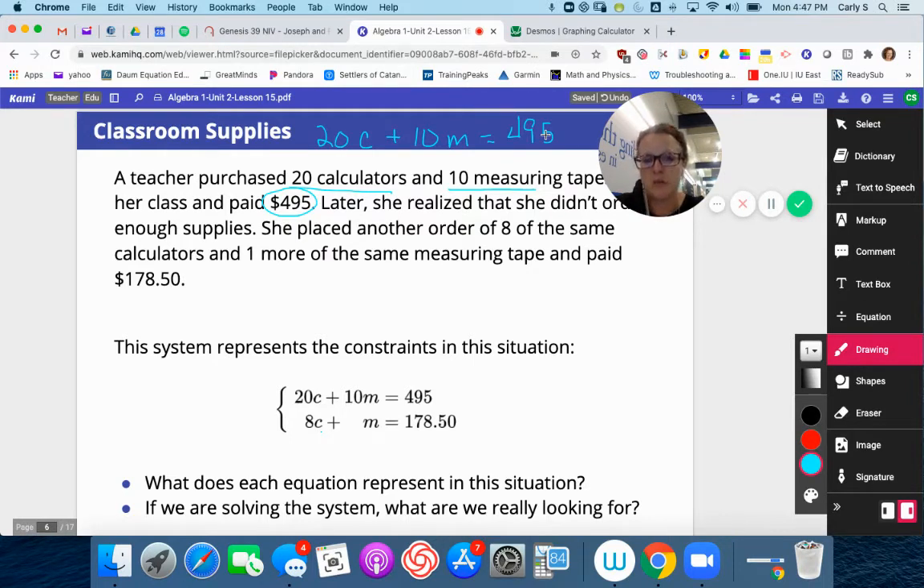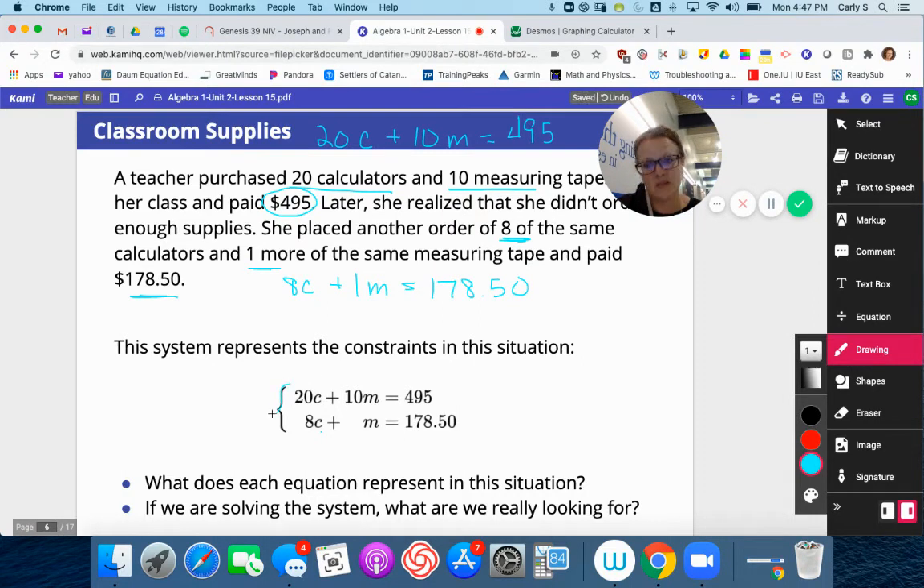Then she placed another order of 8 of the exact same calculators and 1 of the measuring tape and spent $178.50. So that would be 8 of the exact same calculator plus 1 of the same measuring tape and $178.50.